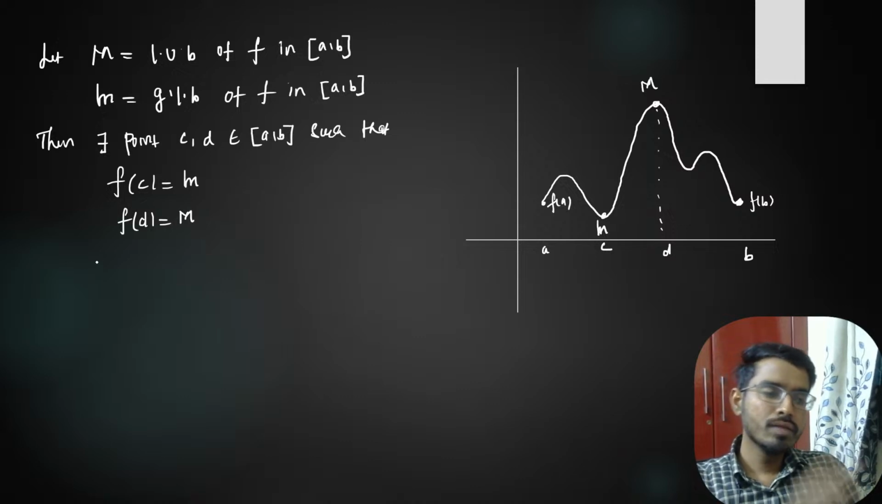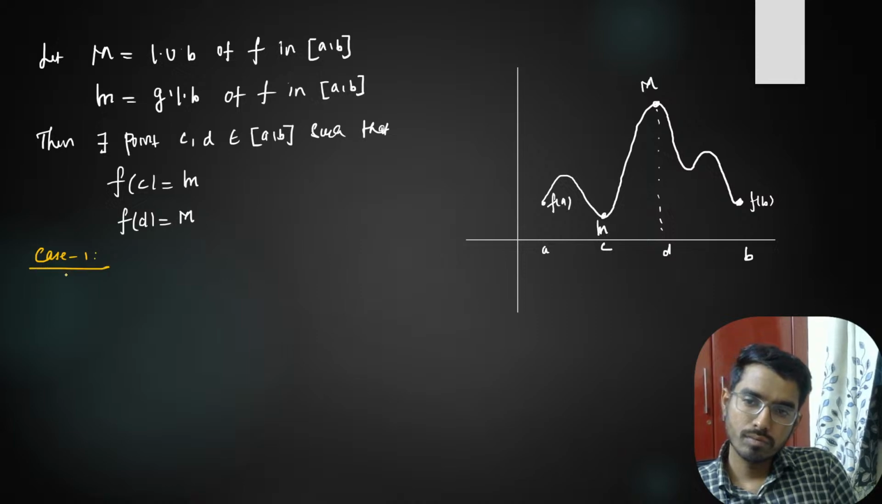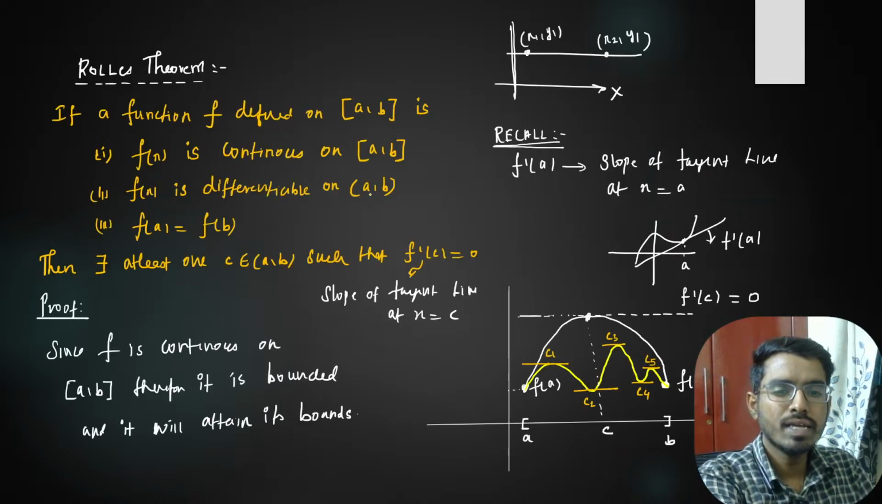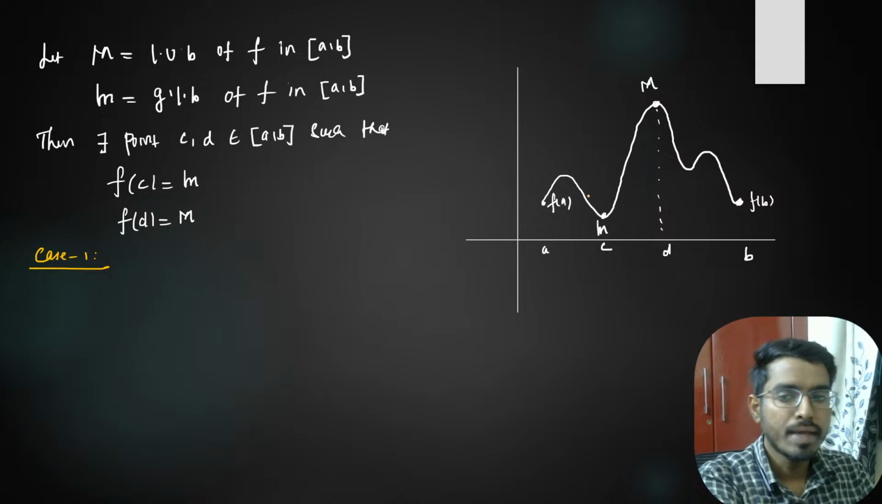Now there are two possibilities, right? So we are going to prove this by two cases. So case one. As of now, it's very clear, right? I have drawn the diagram. I have assumed small m to be the least value. I have assumed capital M to be the greatest value, right? And I can always find a point C and D such that C takes the value small m and D takes the value capital M.